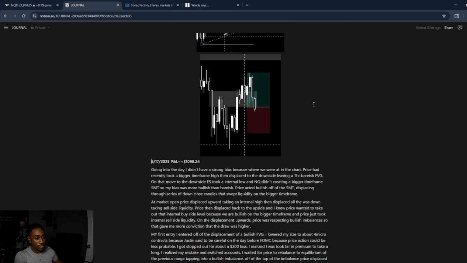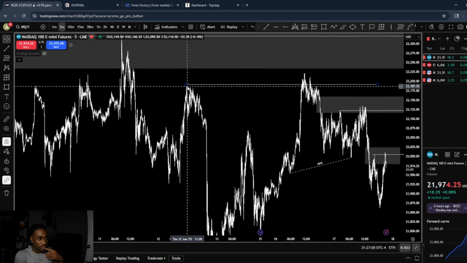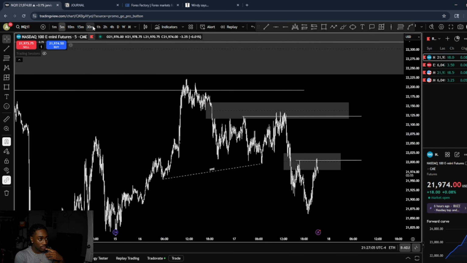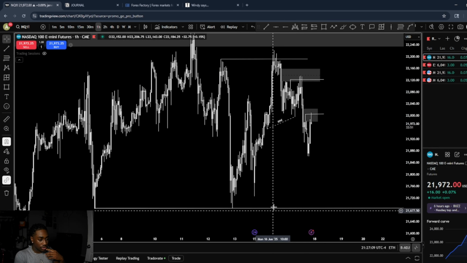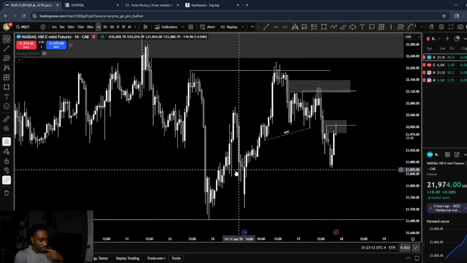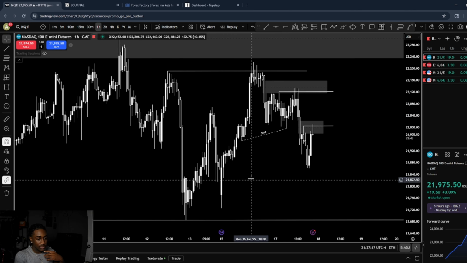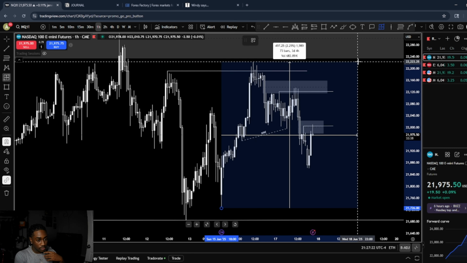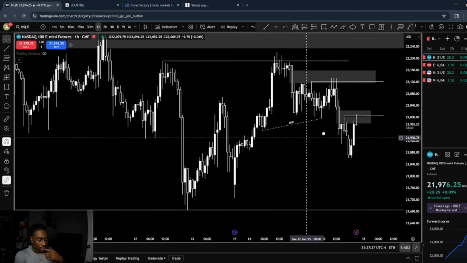I took 3 trades today. Going into the day, I didn't have a strong bias because of where we were on the chart. Like yesterday, we swept this big time frame high, and then we got displacement, creating a 1 hour bearish fair value gap. But our structure shows me that we're bullish because on Sunday we came up and then we rebalanced to equilibrium of this range that we created. So I expected us to at least show some manipulation at this area.